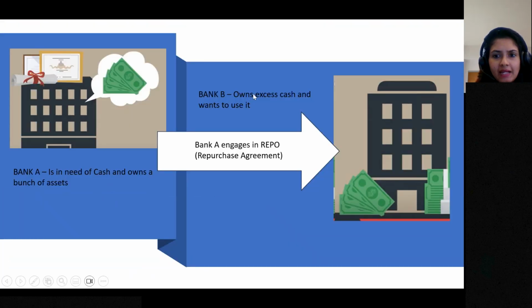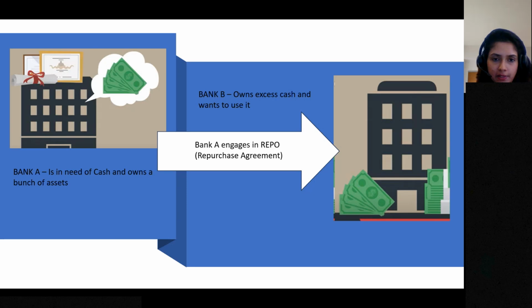It goes to a bank B, which it knows has excessive cash. So bank B owns a lot of cash. So what can bank A do? Considering our example of the bicycle, bank A will say to bank B that, hey, I have some securities, some assets that I can give you as collateral. You give me some cash which you have in excess. So what is this arrangement?